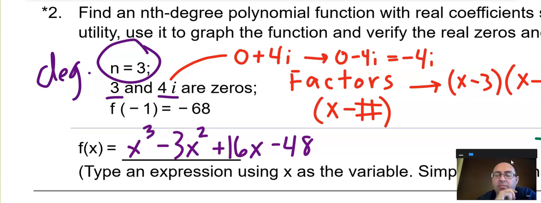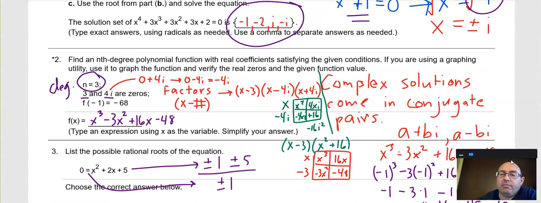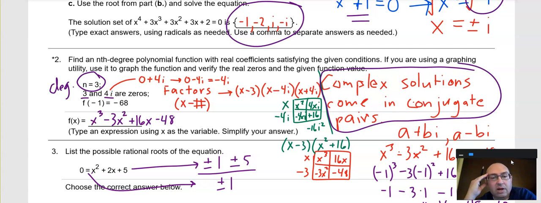Okay, now remember, there's a theorem that says that complex solutions come in conjugate pairs. Complex solutions come in conjugate pairs. Okay, what's a conjugate? Just as a reminder, 4i could also be written as 0 plus 4i. Real portion being 0, obviously 4 is the imaginary portion. The conjugate of that is 0 minus 4i. In other words, the real portion stays the same and the imaginary portion changes.